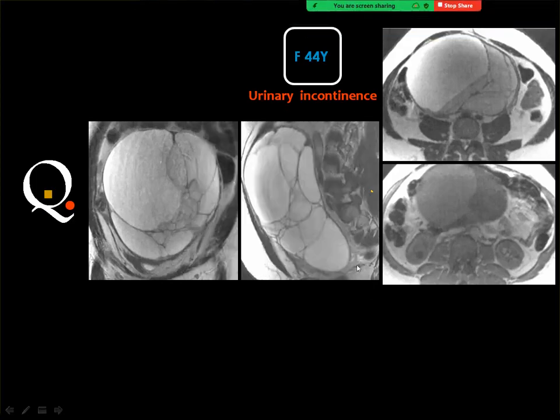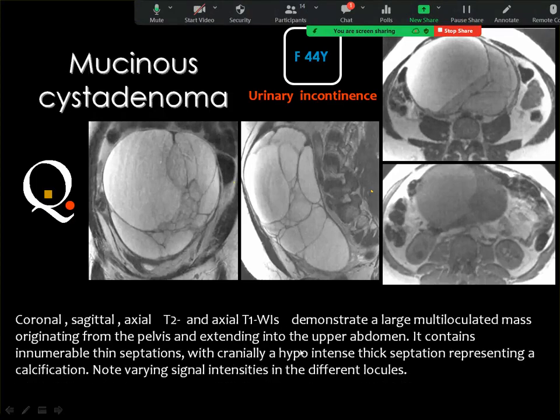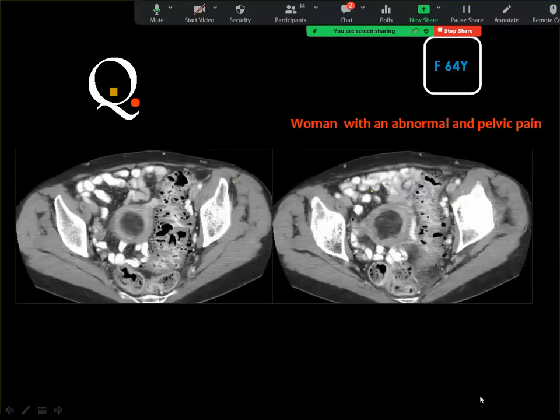Yes, and this is mucinous cystadenoma, ovarian mucinous cystadenoma. The cyst is big, and this is number one. There are multiple internal septations, and this is number two. There are different signal intensities of the different loculi, and this is number three. There is absence of a solid mural nodule, and this is number four.